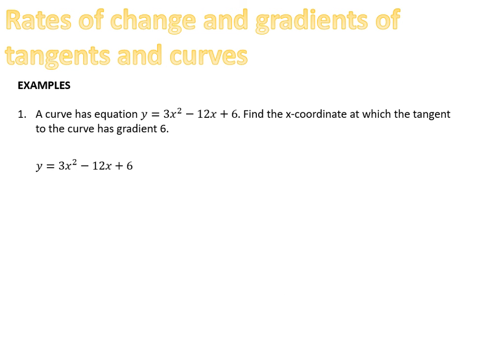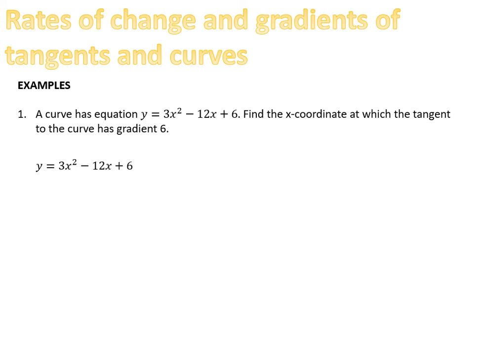so yeah. The curve has equation y equals 3x squared minus 12x plus 6. Find the x coordinate at which the tangent to the curve has gradient 6. So now what's happening is we're told the answer. So in the previous ones, we've been looking for the gradient, given the x coordinate. Now we're given the gradient, and we're going to try and find the x coordinate. So there's going to be a slight change here in terms of what we do.